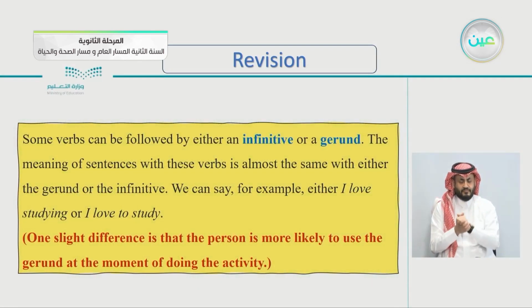Some verbs can be followed by either an infinitive or a gerund. The meaning of sentences with these verbs is almost the same with either the gerund or the infinitive. We can say, for example, either I love studying or I love to study. So some verbs take them both, the gerunds and the infinitives. One slight difference is that the person is more likely to use the gerund at the moment of doing the activity. And at the moment of the activity, it's preferable to use the gerund.